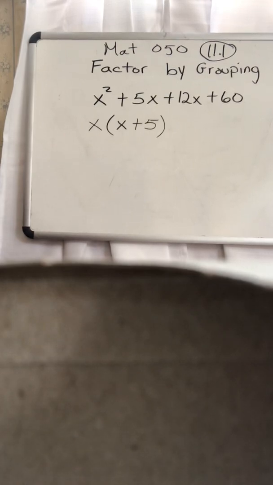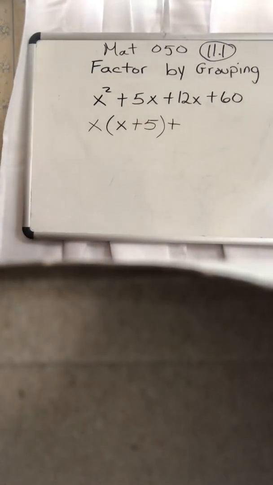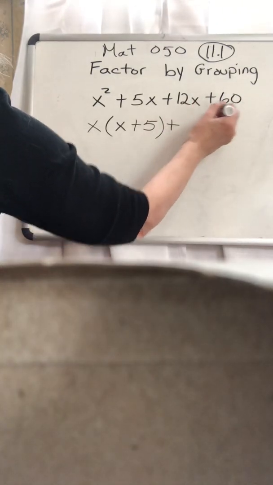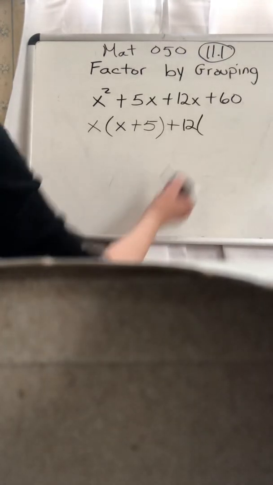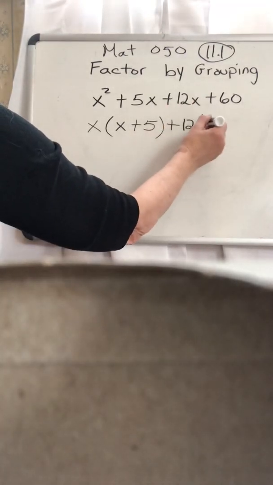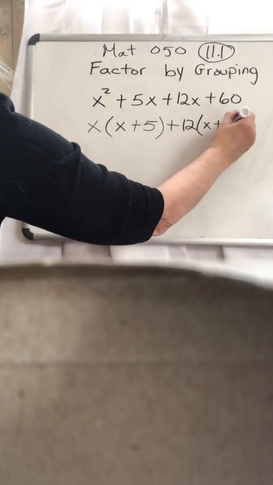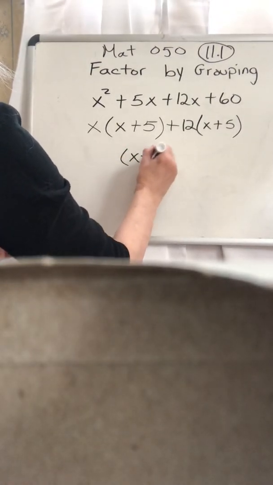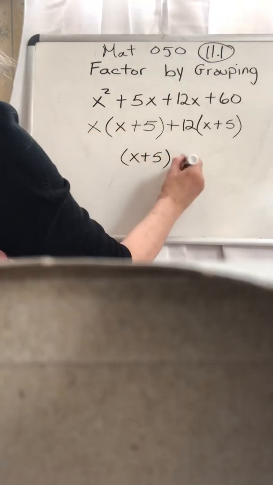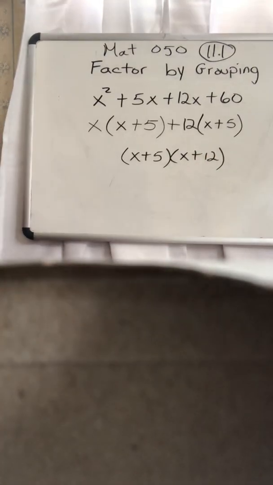Then I look at the second two terms. There's a plus sign, so I'm going to put a plus there. 12x and 60 have 12 in common. 12 times what gives me 12x? X. 12 times what gives me 60? 5. So they have a common x plus 5, and then they have a common x plus 12 as the greatest common factors. And there you finished factoring that one.